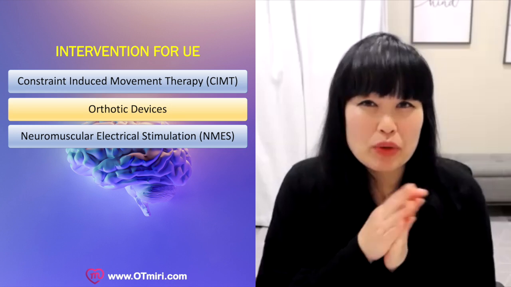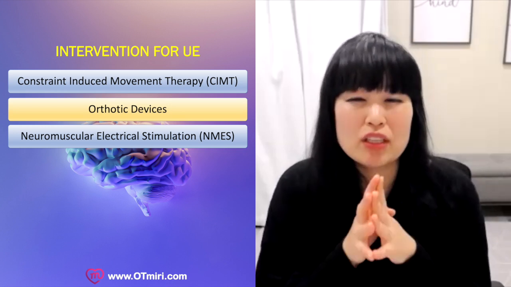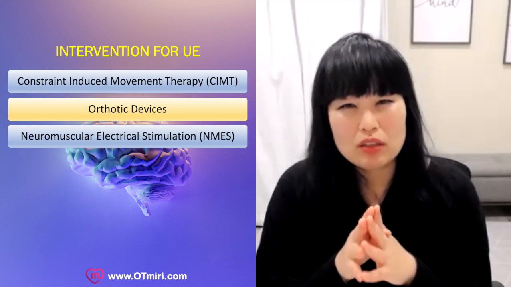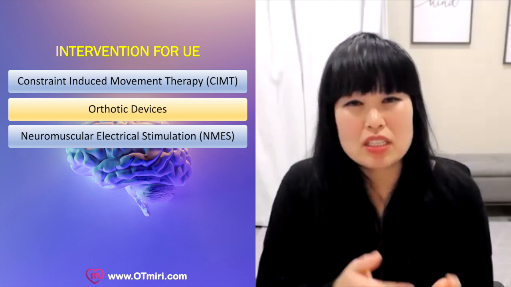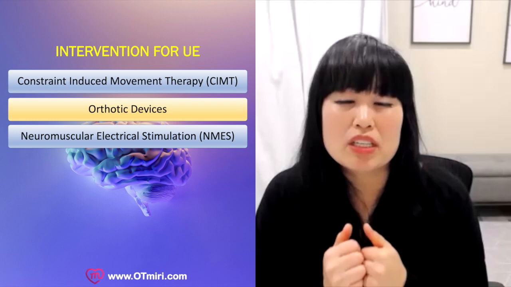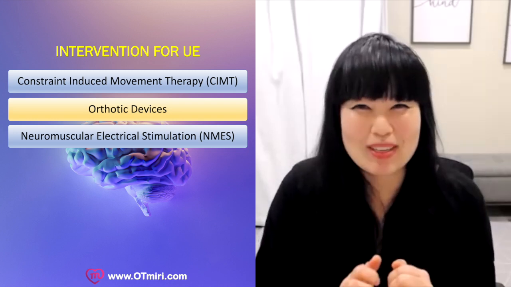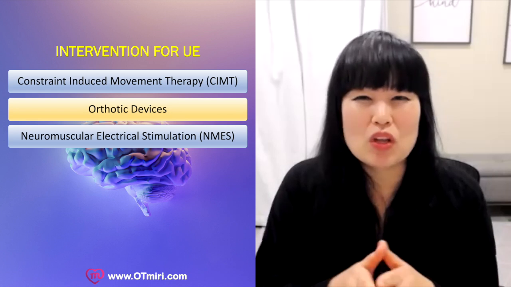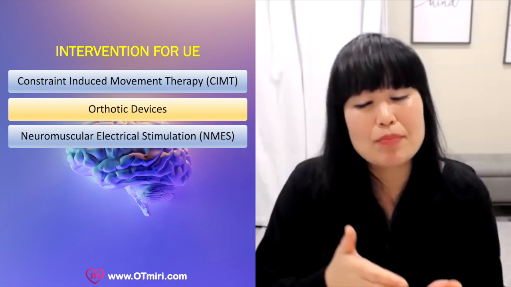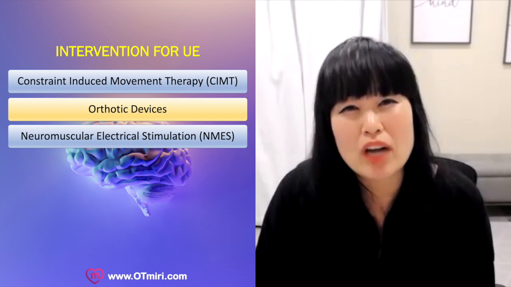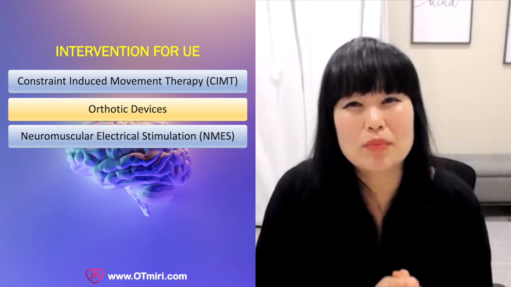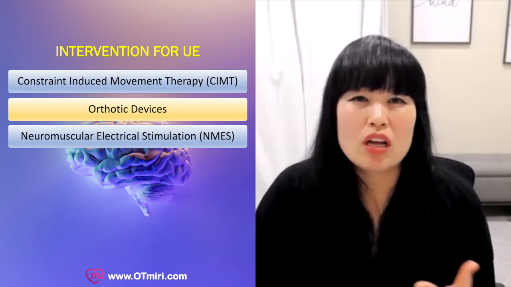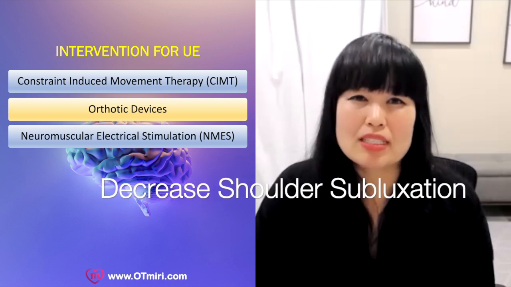And just right now, when we were talking about the NEST system, I mentioned that the technology uses functional electrical stimulation, right? Well, functional electrical stimulation is a subcategory of neuromuscular electrical stimulation. So it's sort of an overarching umbrella term and includes all the modalities that attempt to produce a muscle contraction using electrical stimulation. And this modality can be especially useful to decrease shoulder subluxation.